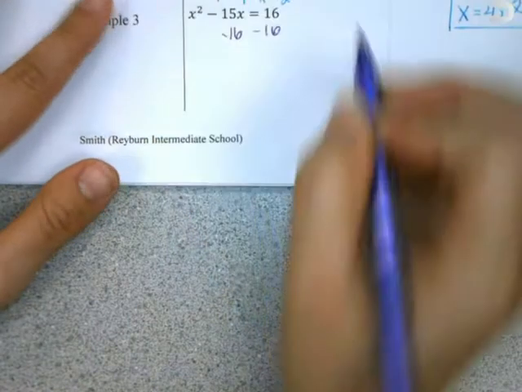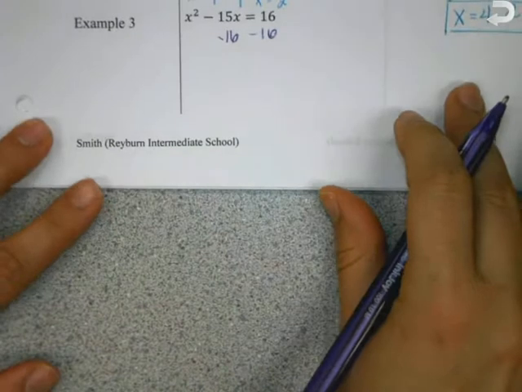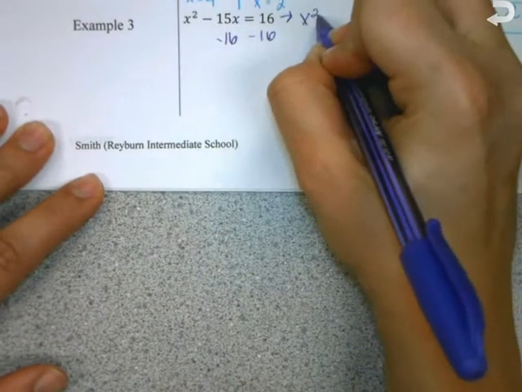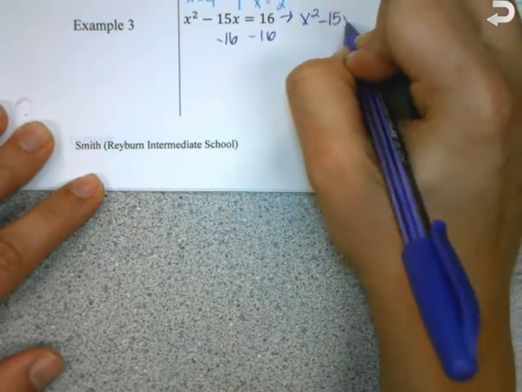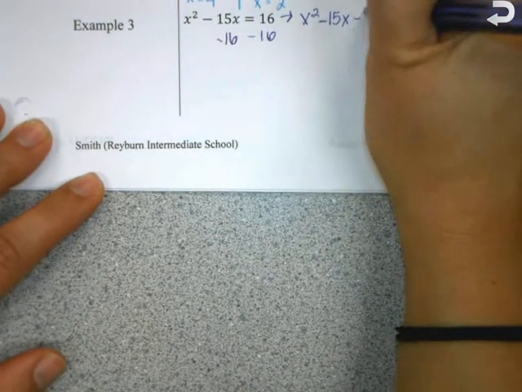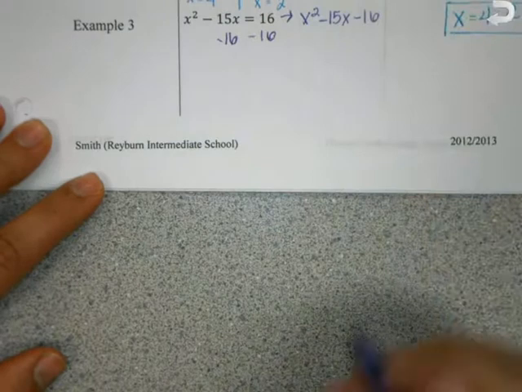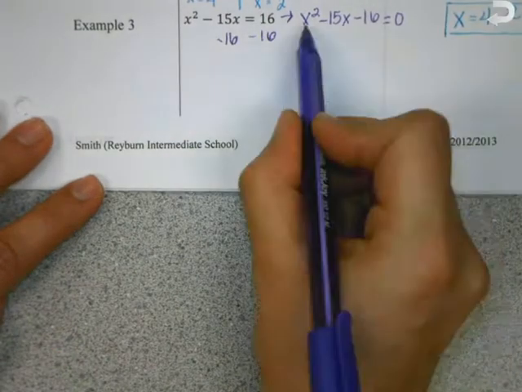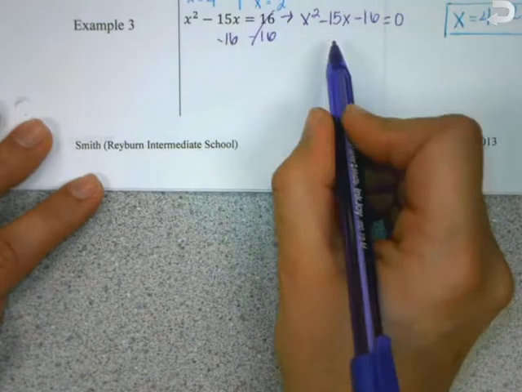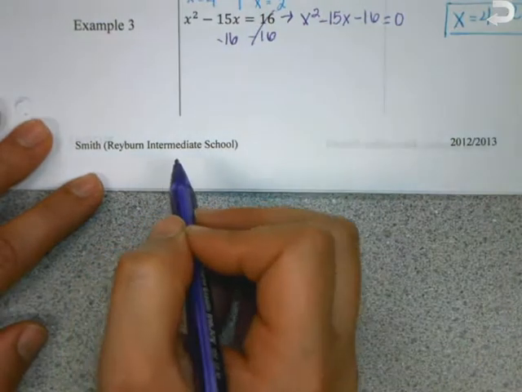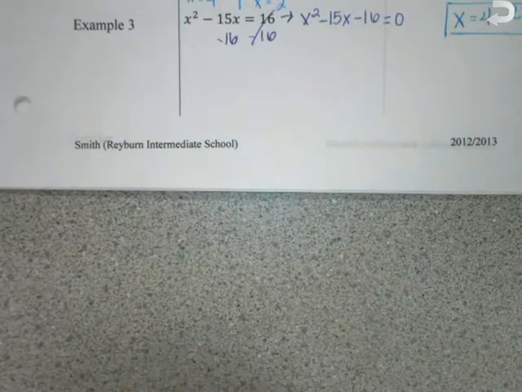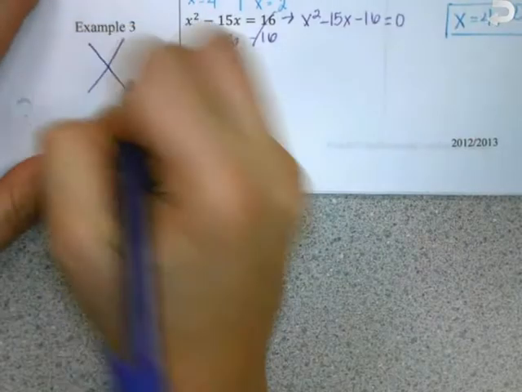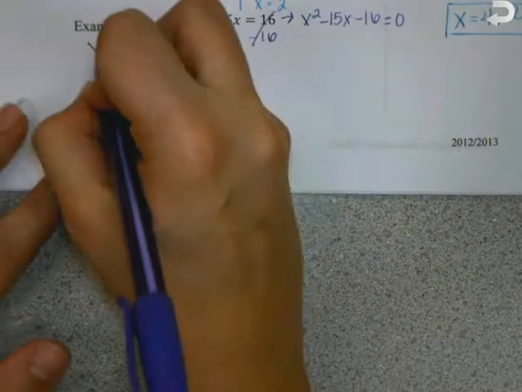So that's going to give me x squared minus 15x minus 16 equals what, guys? 0. Does that look like something we can factor? Yeah, which method would you use to factor that? Everybody should know this. 1, 2, 3. Excellent. Okay. What are two numbers that multiply to negative 16 and add to negative 15?